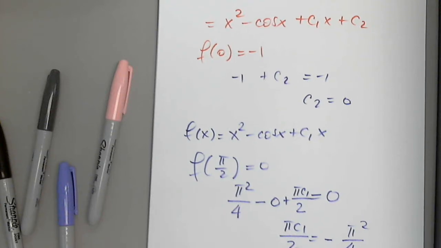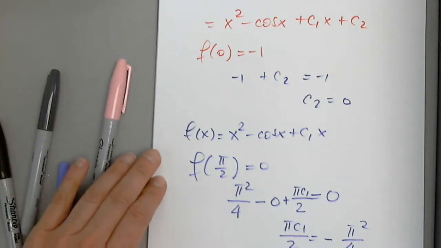Any questions? Yes, Vanessa? So, when you got pi squared over 4, did you bring the 2 in front and multiply that by the denominator? No. I'm replacing. I'm evaluating. X is pi over 2. I have to plug in pi over 2 and square. And then cosine pi over 2 is 0. And then I have to plug in pi over 2, and it's C1. And then I move this to the other side to solve for C1. Is that okay, everyone? Yes?